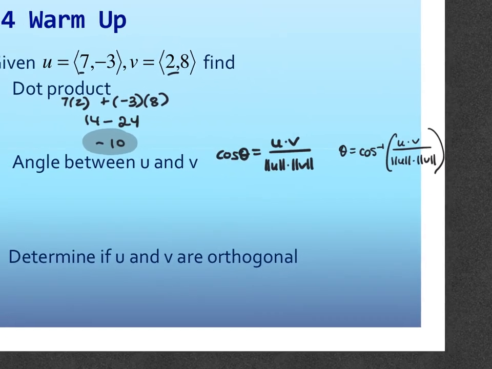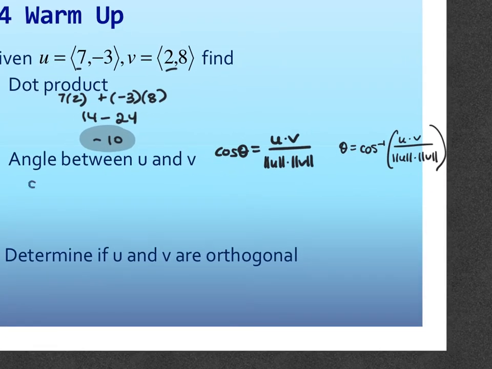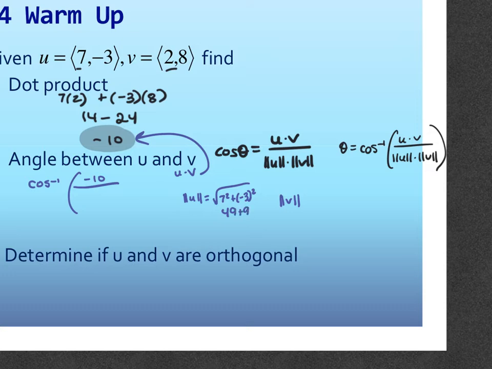So if that's the case, then we need the cosine negative 1 of, in this case, U dot V, which we already found. U dot V was negative 10 over, then I need the magnitude of U and the magnitude of V. So we find the magnitude by doing the square root of A squared plus B squared. U would be 7 squared plus negative 3 squared, 49 plus 9, square root of 58. And we don't need to simplify these in any way because we're going to let our calculator do the work at the end. So I can leave that as the square root of 58.